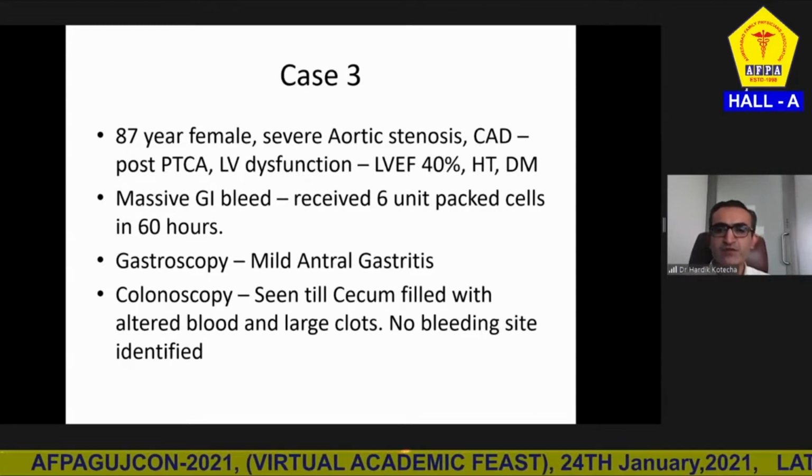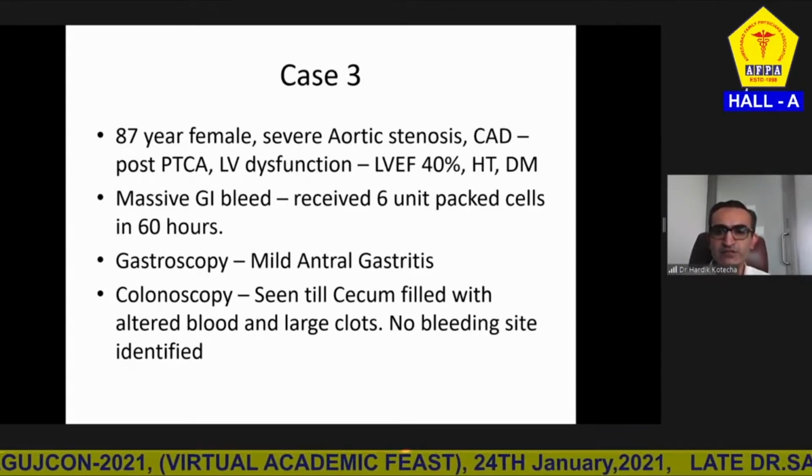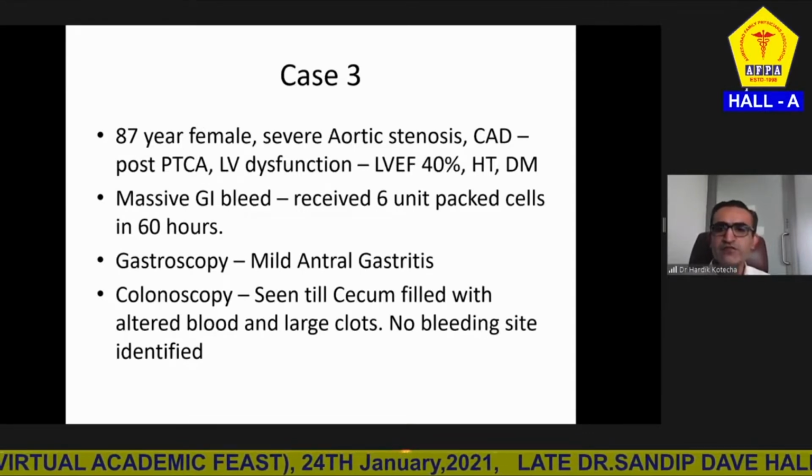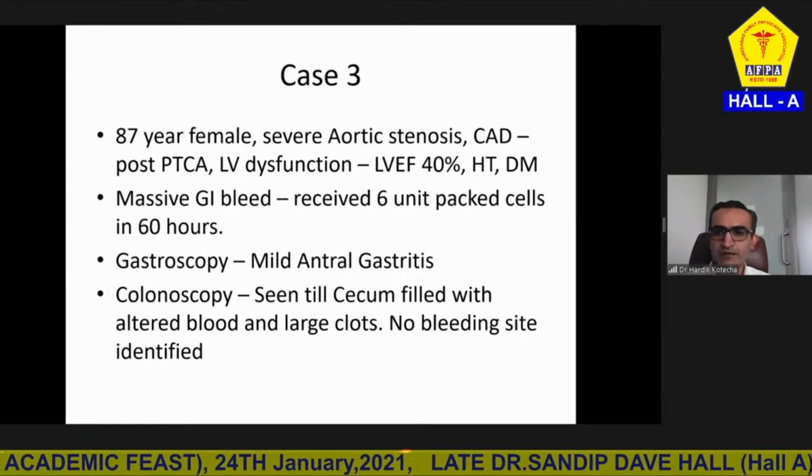In spite of that, she was actively bleeding and her blood pressures were on the lower side. The gastroenterologist did a gastroscopy, which was just showing mild antral gastritis, but there was no active bleed.